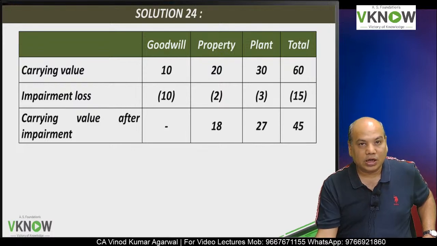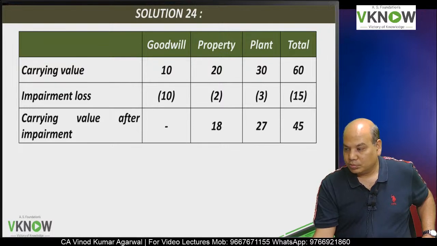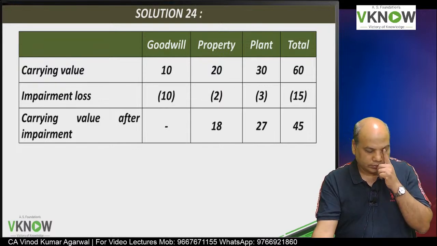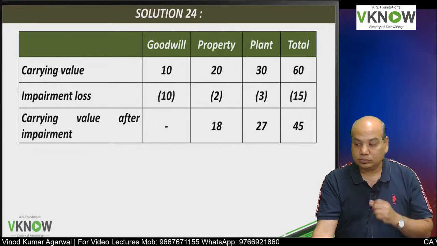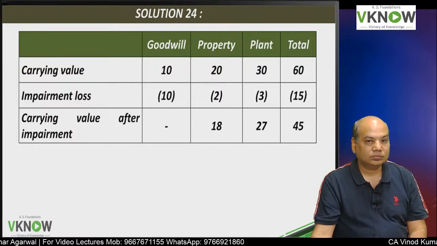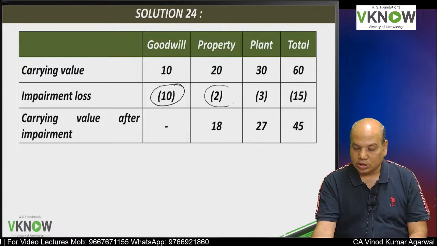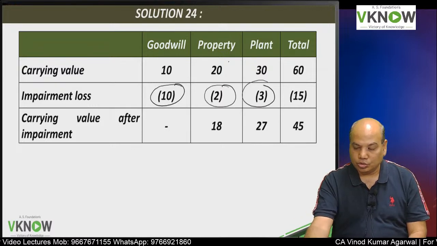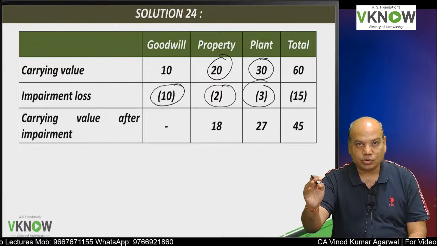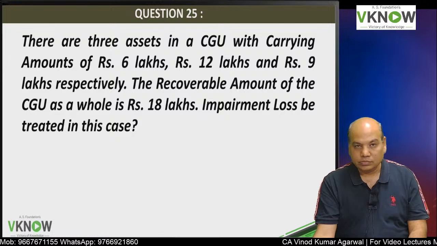Revised carrying amount after providing impairment loss: goodwill 0, property 18, plant 27 and total 45. Check the answer if it is right. First allocate to goodwill and then to property and plant in the ratio of 20:30, that is 2:3. One more question we will practice.